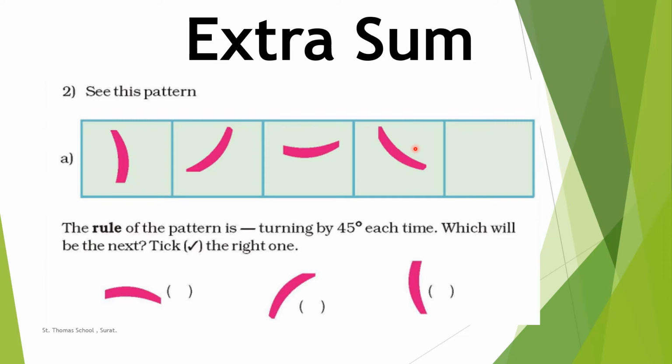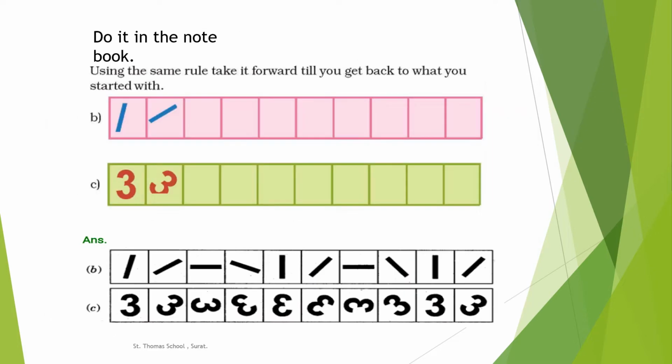Clear? So if you move this pattern like this, what is the next position from the three options that have been given below? You have to tick the right one. So what is the right one? This is the right position that would come. Okay, the next picture. Now let us do some more sums.